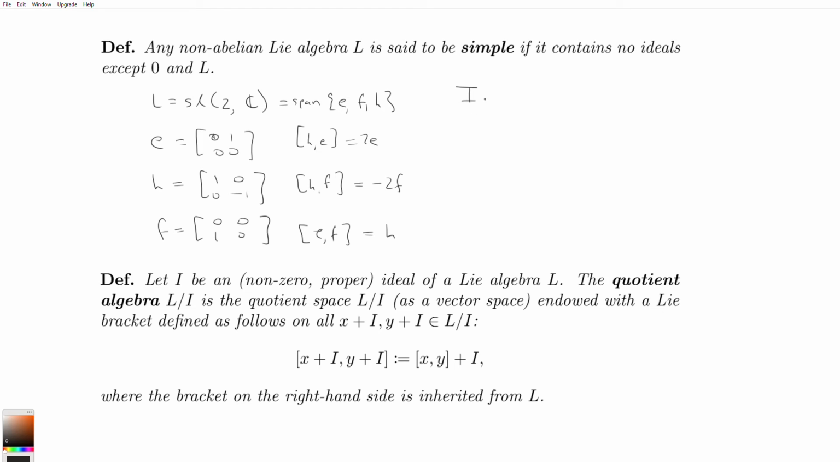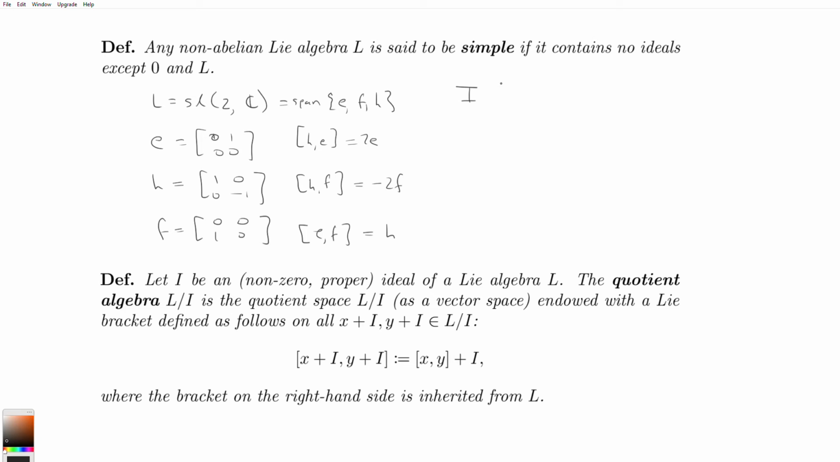Obviously it's an ideal. It's going to be my SL2C. The same thing applies to F, the same argument. And if H is inside of I to start with, let's say it's just a span of H, or it contains H, then I could just bracket H with E to get 2E. So I know E is inside. And then I could bracket H with F to get minus 2F. So I know F is inside. And so I have, again, SL2C. And so the whole point is that if any one of these guys, E, H, or F, are sitting inside of my ideal, then it has to be SL2C.